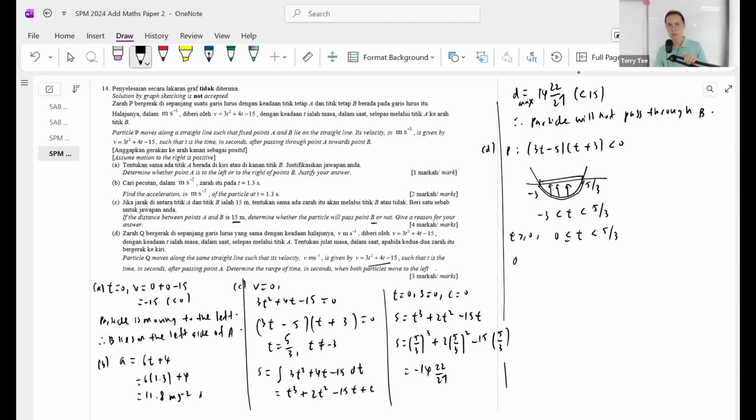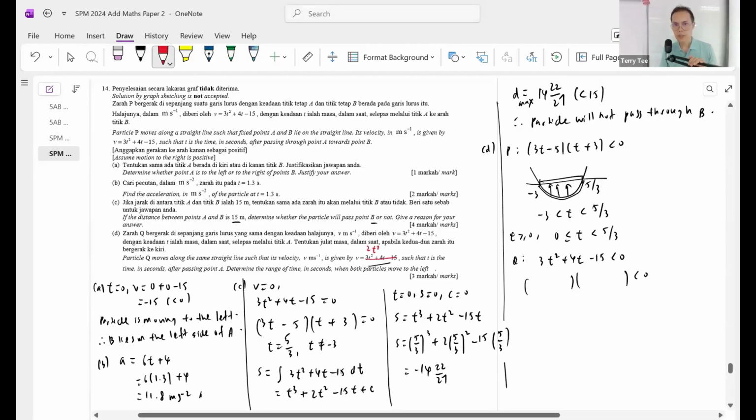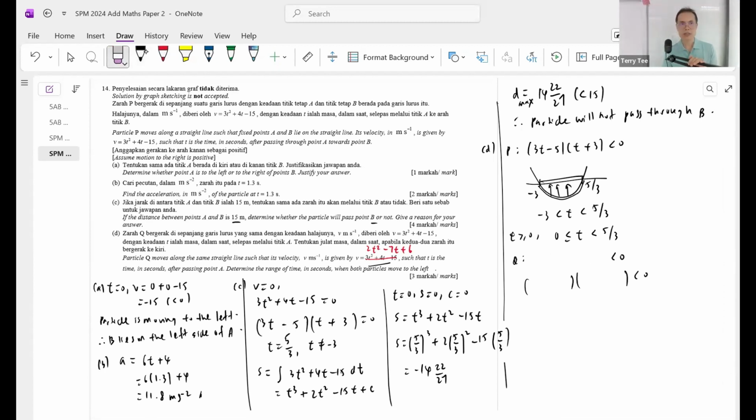So for particle Q, you're going to let your 3t squared plus 4t minus 15 be less than 0 as well. Can we factorize? Is it the same? Okay, sorry, one moment. Okay, sorry, this one is 2t squared minus 7t plus 6. There is a typing error, because I retyped this and there's a mistake such that it's the same function like just now. It shouldn't be. Particle Q, the function is 2t squared minus 7t plus 6.